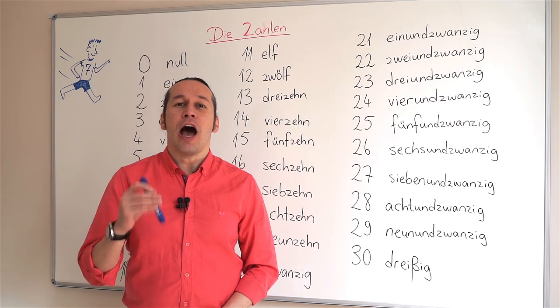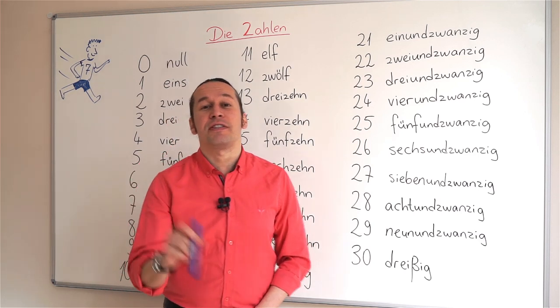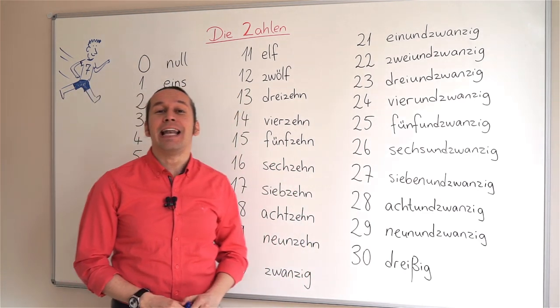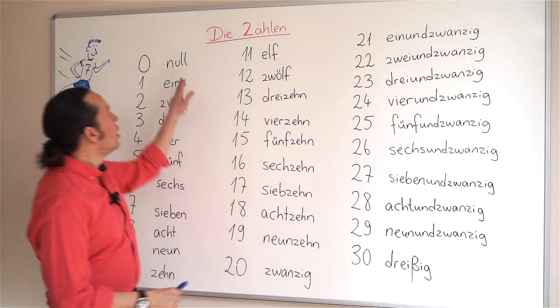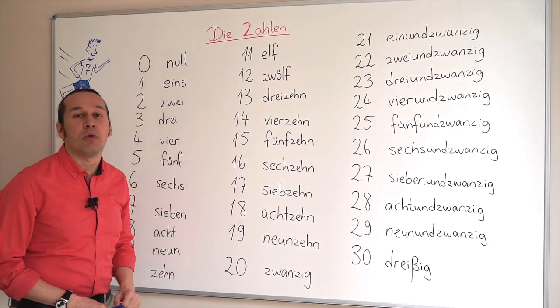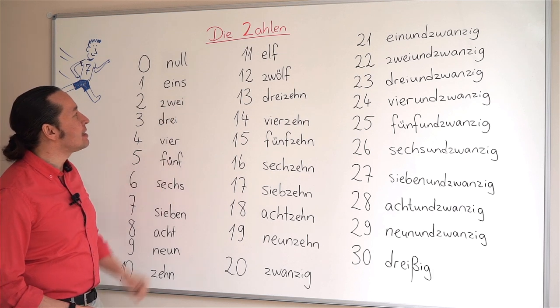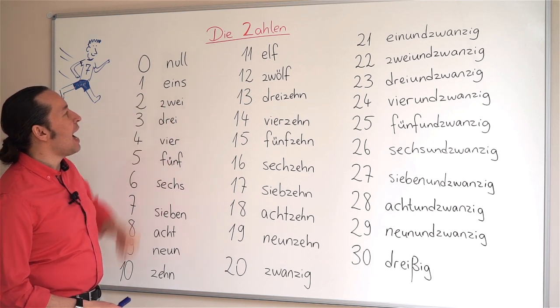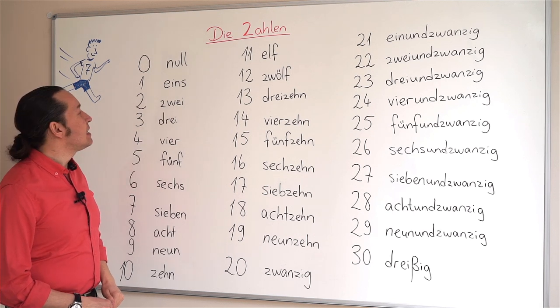In this video, I'm going to teach you the numbers, which stands for Die Zahlen. So let's get started. Null, that stands for zero. Eins, that's for one. Two, zwei.